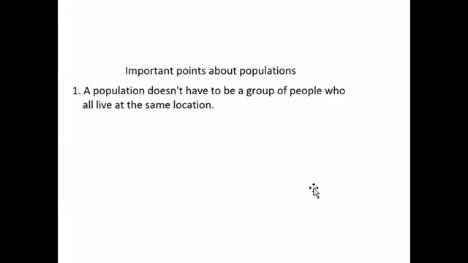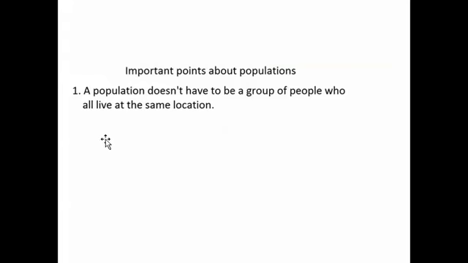First, a population doesn't have to be a group of people who all live at the same location. When we think about the word population in everyday life, we usually think about a group of people who all live in the same area. For example, we might think about the population of people living in San Jose, the population of people living in the Bay Area, or the population of people in California. But actually, that's really just one type of population, because living in the same location is just one thing that a group of people could have in common with each other.